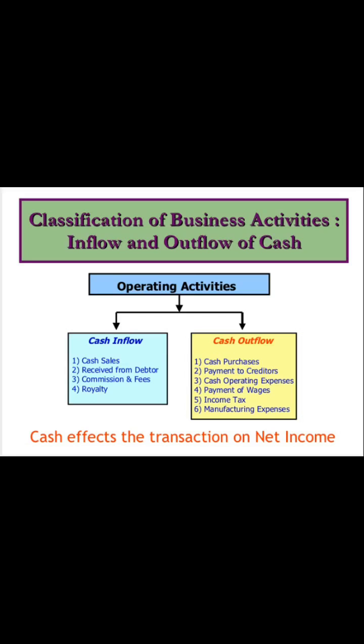Manufacturing expenses, if a firm is a manufacturing firm, then the firm has to incur some expenses on manufacturing, so all those expenses also reduce the cash in the firm, or we may say it would be a cash outflow, which is under the category of operating activities.